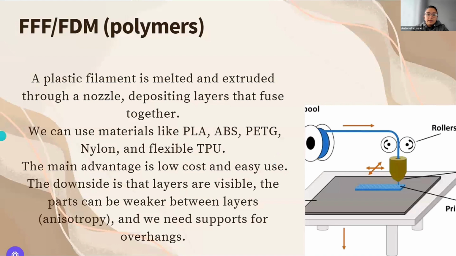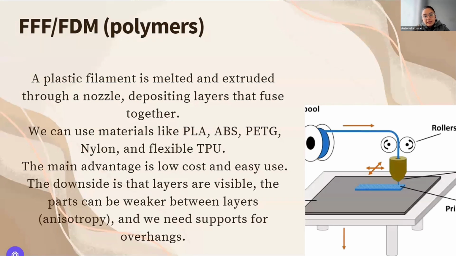We have technologies like FFF or FDM for polymers, for example. This is the most common and accessible polymer process. A plastic filament is melted and extruded through a nozzle, depositing layers that fuse together. We can use materials like PLA, ABS, PETG, nylon, and flexible TPU. Some names of materials, specifically polymers.